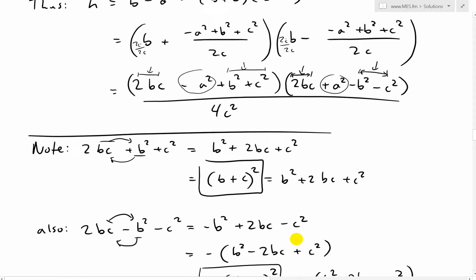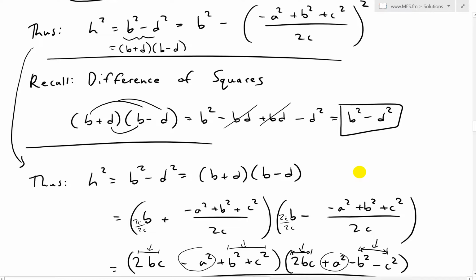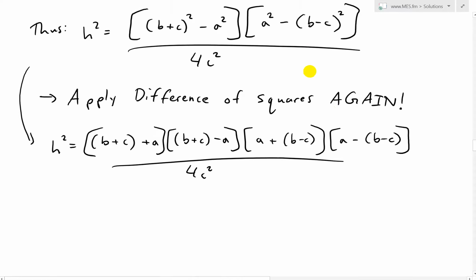And again, just scroll up to see that again, the difference of squares. So we have b plus d, or this one term, when you add them together and then you have to subtract them together, is equal to the difference of squares. So the subtraction of squares, like that.